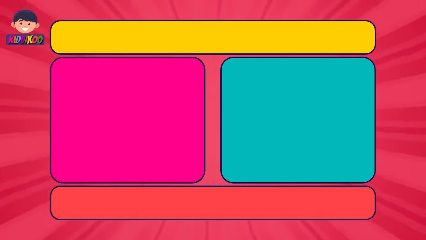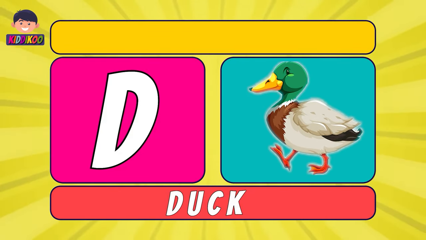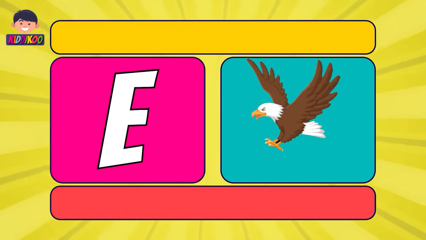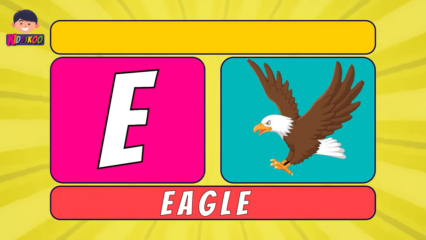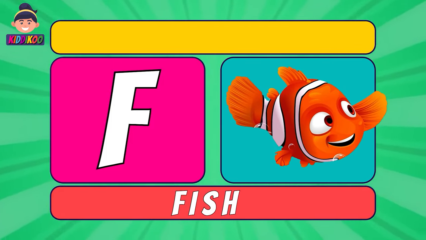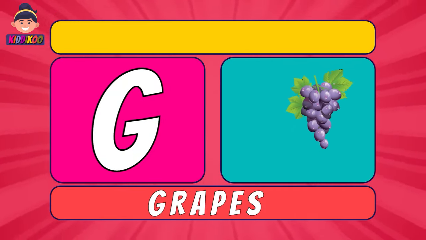Next letter is D. D for duck. Duck. Next letter is E. E for eagle. Eagle. Next letter is F. F for fish. Fish. Next letter is G. G for grapes. Grapes.